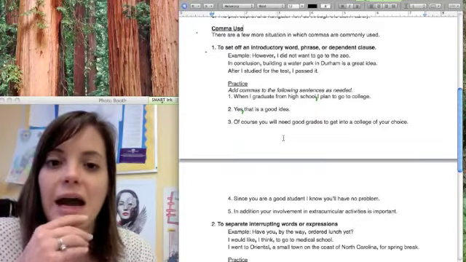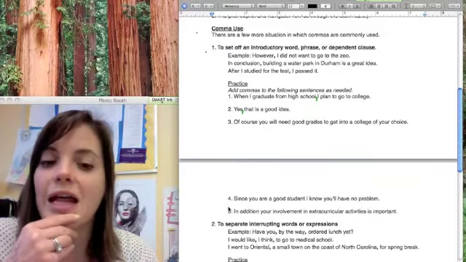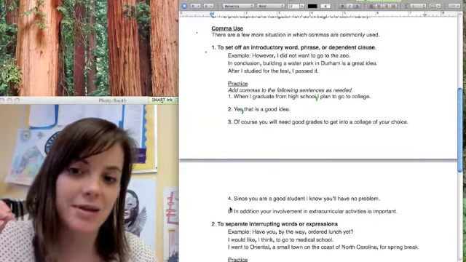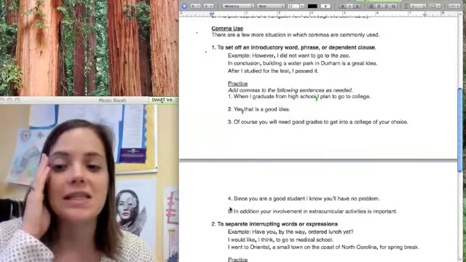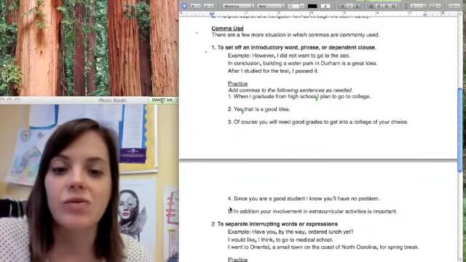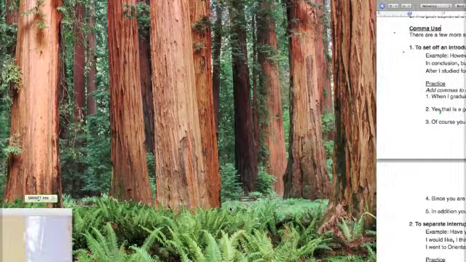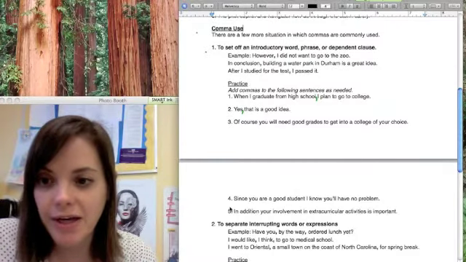Now what I want you to do, look at sentences 3, 4, and 5, and go ahead and add commas as needed to those three sentences. Each one is going to need one comma. So take a second and do that. All right, so hopefully we got a chance to do that.